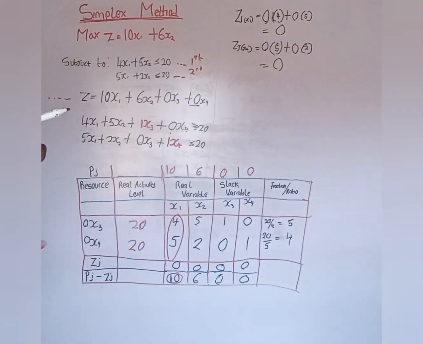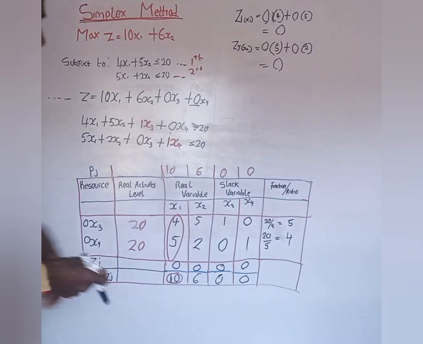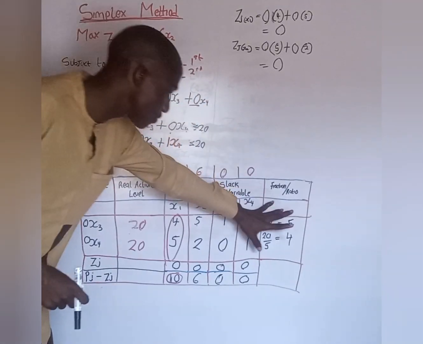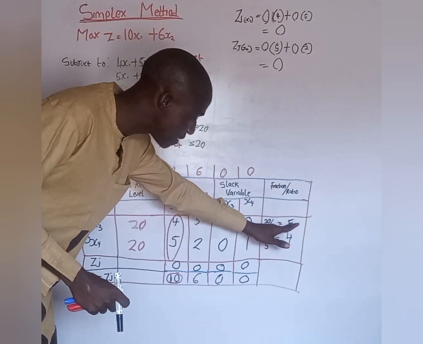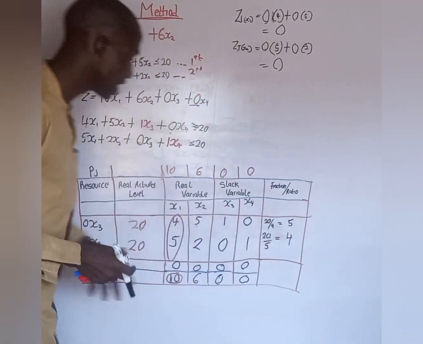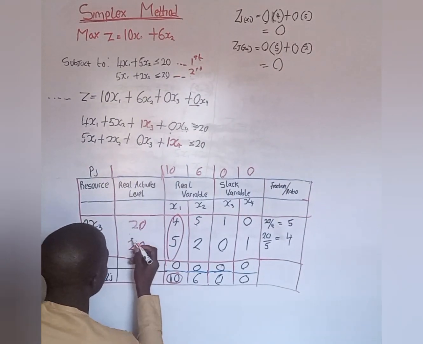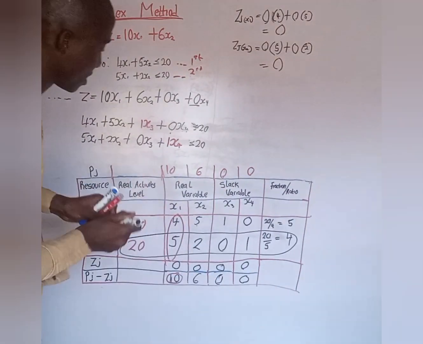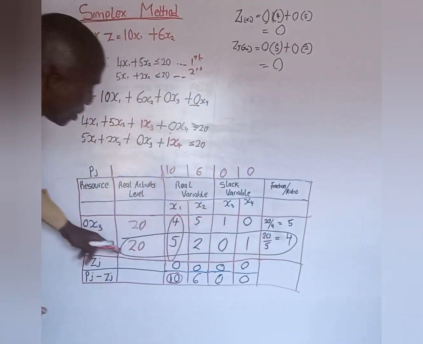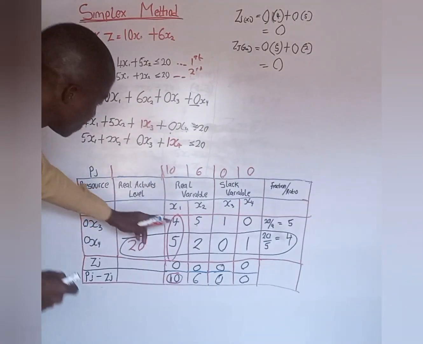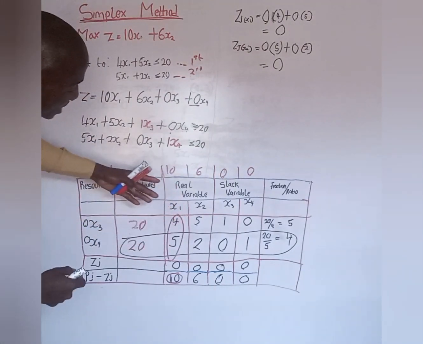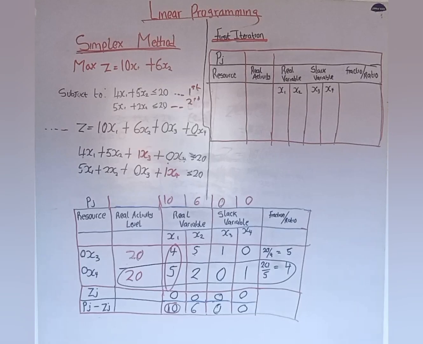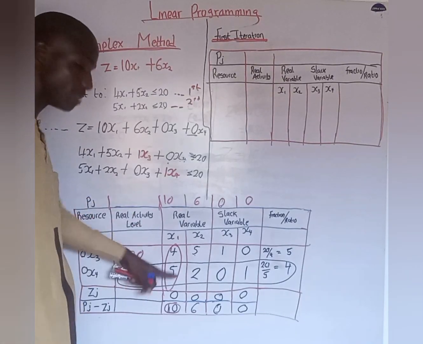Now, the next thing that I want you to take note of: if you want to get your key row, you are going to be choosing the lowest positive value in your fraction. If you look at this value, I have 5 here, I have 4 here. The lowest positive value is 4. Therefore, this will be my key row. Now, the element that intercepts both the key row and key column is 5. So my key element is 5.